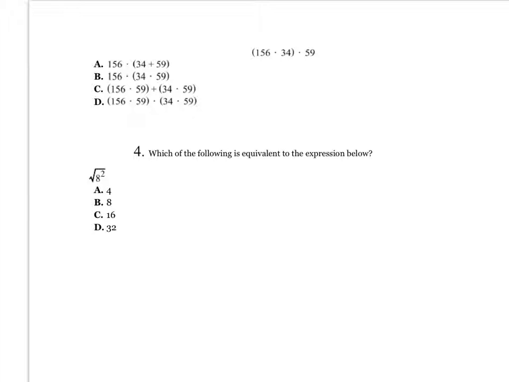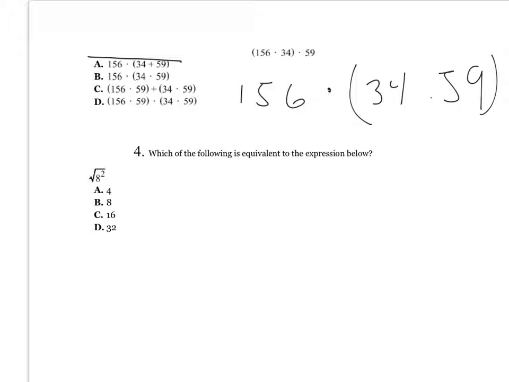So I can say that 156 times parentheses 34 times 59 would give me the same answer. I can't have a plus sign in here because there's no plus sign in this original problem. So any problem you see with a plus sign, you're going to go ahead and cross off. So I'm going to cross off A, and I'm going to cross off C. So now I'm left with B and D. Well, I've written out what B is. So I'm going to circle B because I know B is my answer.